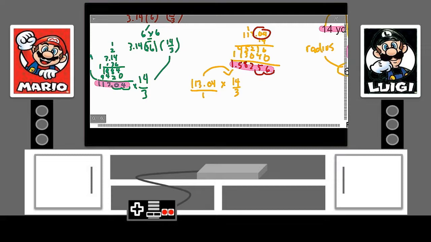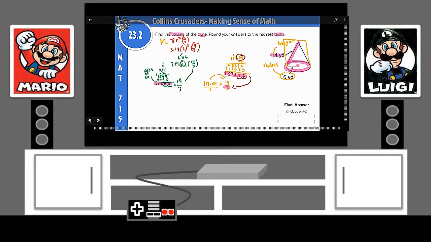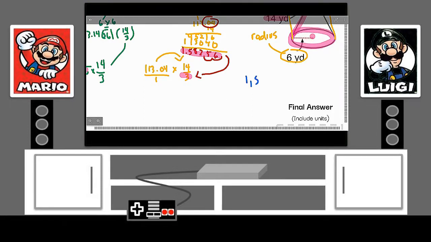But if you remember, we now need to take this value and divide it by 3 because the cone is a third of the cylinder. After multiplying by the height, we now need to divide by 3 since a cone is about 1/3 of the size of a cylinder. So to do that, we take 1,582 and 56 hundredths and divide it by 3.